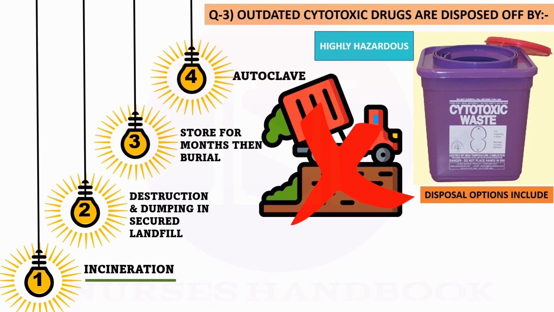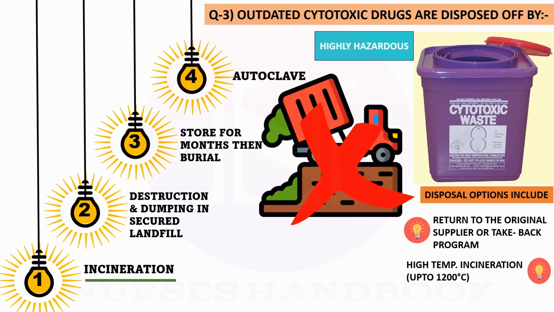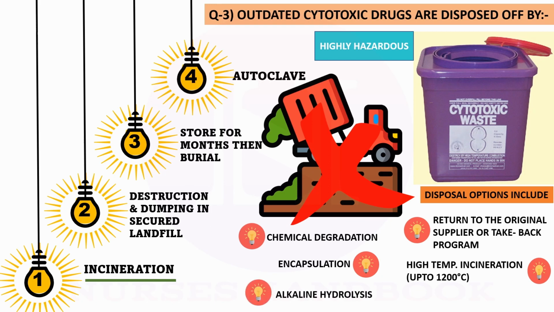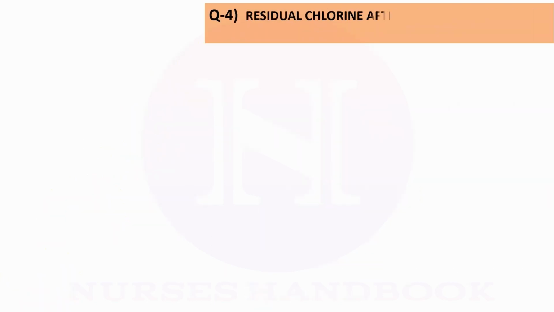The disposal options include return to the original supplier or take-back program, incineration at high temperature, chemical degradation in accordance with manufacturer's instruction. In settings where high temperature incineration or chemical degradation is not feasible, encapsulation or inertization or alkaline hydrolysis can be considered. Question number 4.